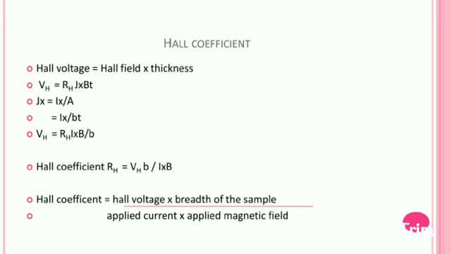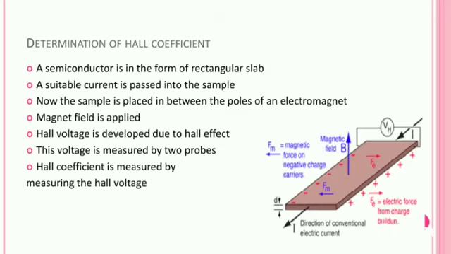Now, we'll move to the Hall coefficient. Hall voltage is the product of the Hall field and the thickness of the sample. So, VH is equal to RH Jx B times T, where B and T are the breadth and thickness of the sample respectively. So, VH is equal to RH times Ix times B divided by T, where the Hall coefficient RH is equal to the product of Hall voltage and breadth of the sample divided by applied current and magnetic field.